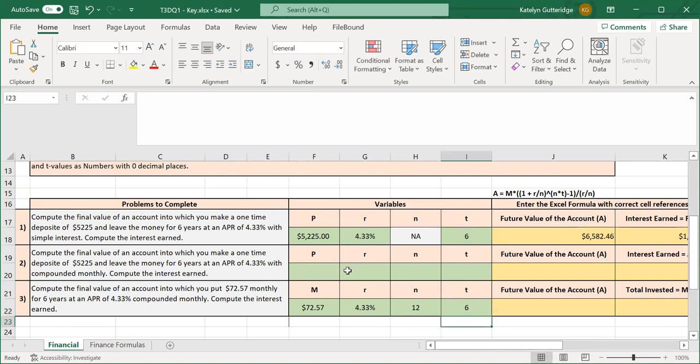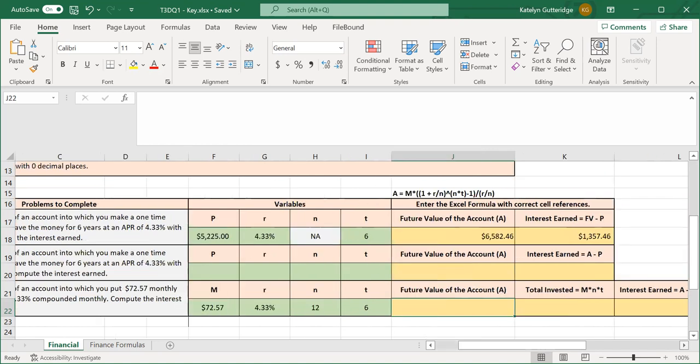All right, when you do the variables in the green cells, make sure you format the money cells as currency, get that dollar symbol in there. Make sure you get the percent symbol with the R values, and then N and T are numbers with 0 decimal places.